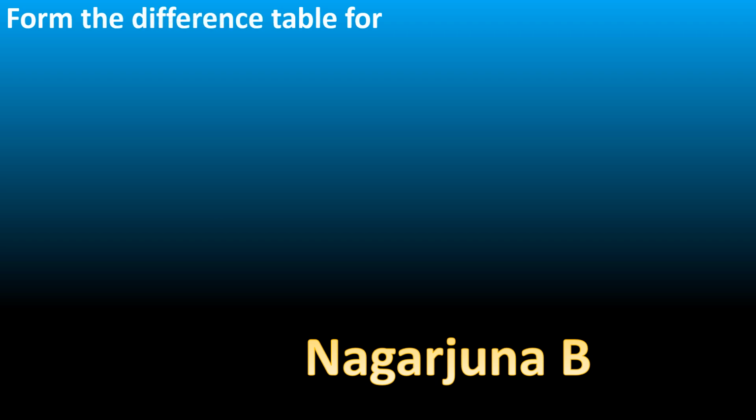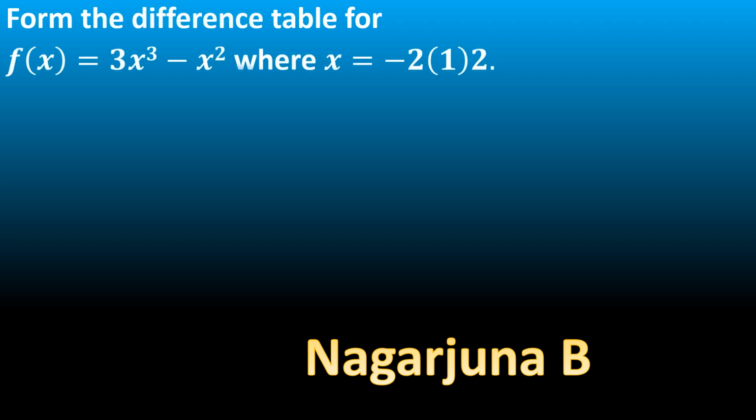Form the difference table for f of x is equal to 3x cube minus x square, where x is equal to minus 2 of 1 to 2. That means the value of x should start from minus 2 and it has to end at 2. In between, you need to increment the value of x by 1.